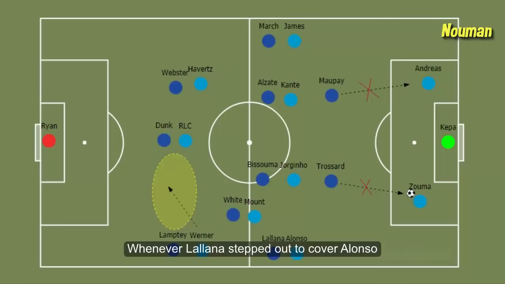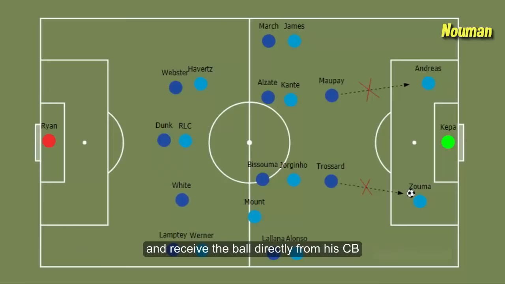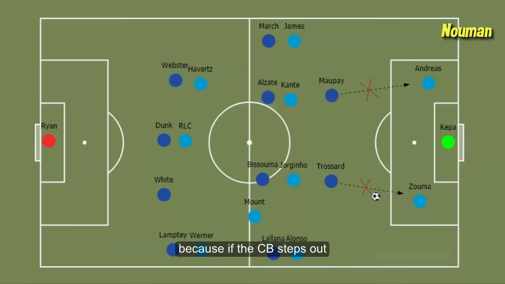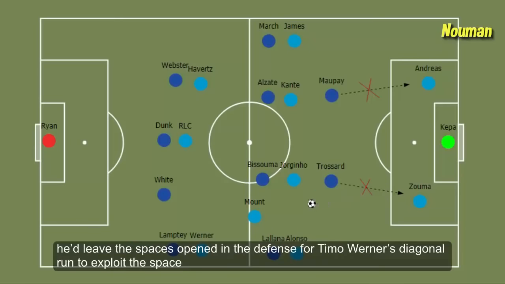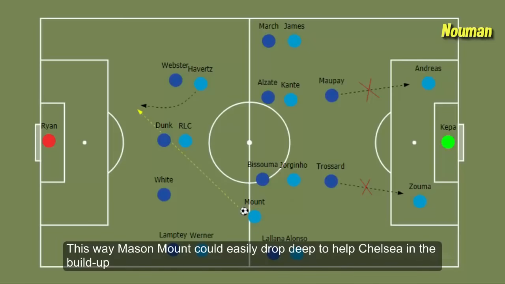Whenever Lallana stepped out to cover Alonso, it opened a gap in the half space for Mason Mount to drop deep and receive the ball directly from his centre-back, as the other passing options were blocked. The Brighton centre-back could not step out to cover Mason Mount in between the lines, because if the centre-back steps out, he would leave the spaces open in the defense for Timo Werner's diagonal run to exploit the space. This way Mason Mount could easily drop deep to help Chelsea in the build-up.